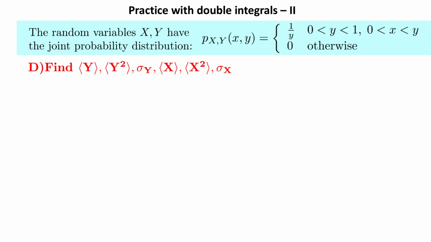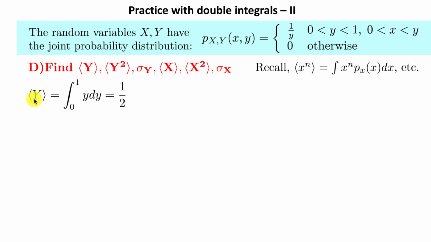Now that we have the marginal probability distributions, we can do some more calculations. Let's ask over here, what is the average value of y squared, of the standard deviation in y, and similarly for x and x squared, and standard deviation in x. Now, of course, you remember that if we take any expectation value, whether it is of x or y, it is all of the same form. You take whatever is over here and you weight it with the appropriate probability distribution.